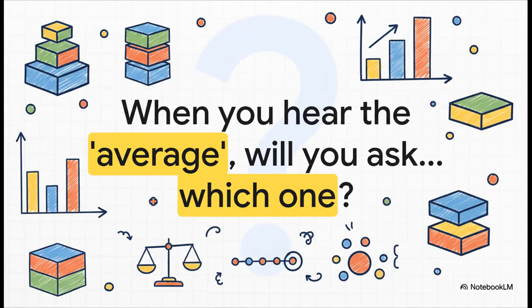And that's really our big takeaway today. The word average can be super misleading, but now you have the tools to see past it. The next time you see a news report or an article that talks about the average anything, you can stop and ask yourself, wait a minute, are they talking about the mean, the median, or the mode? Because as we've just seen, the answer can tell a very different story.